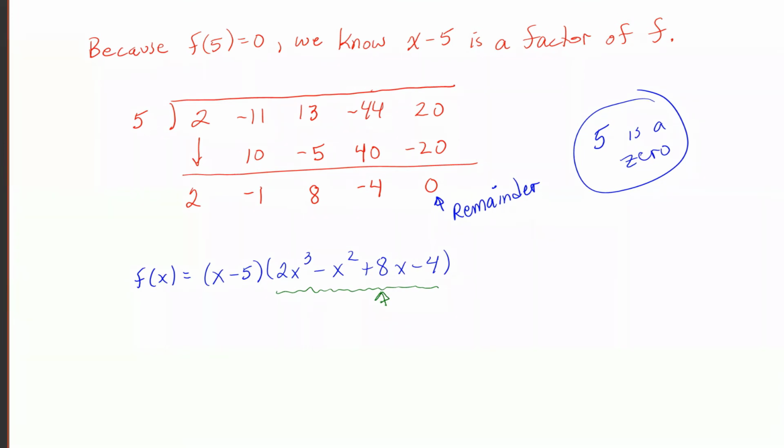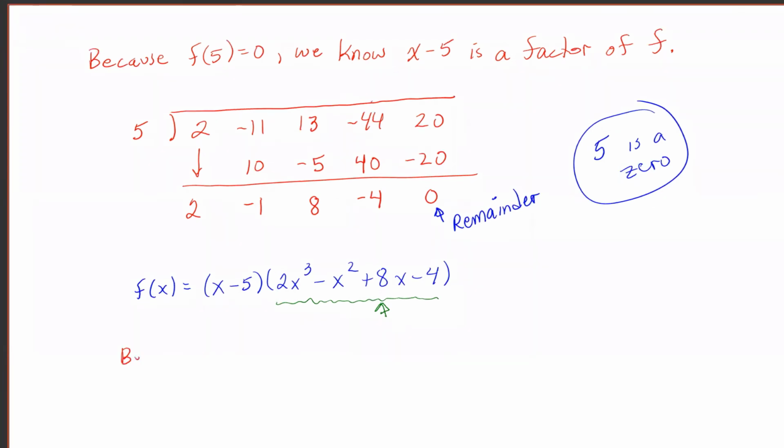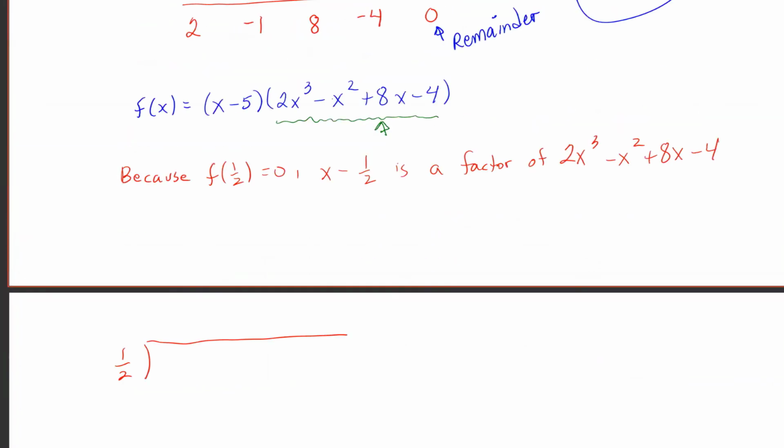And so now I'm going to say that because f of 1/2 equals 0, x minus 1/2 is a factor of 2x cubed minus x squared plus 8x minus 4. And so I'm going to divide by x minus 1/2. So that's 2, negative 1, 8, and negative 4.